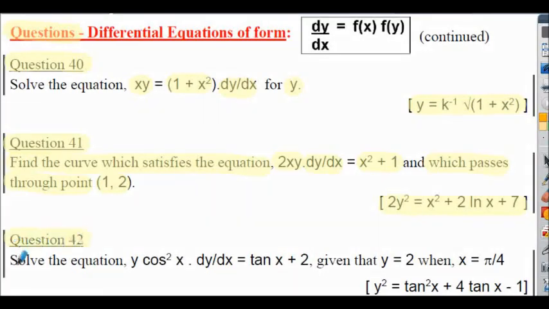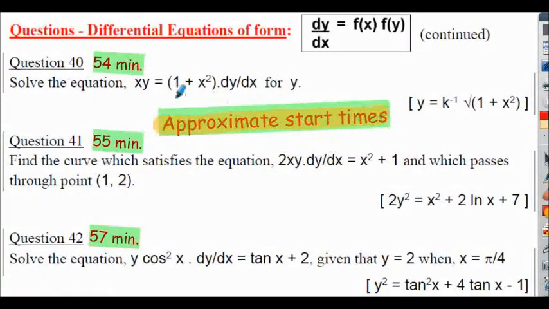And question 42. Solve the equation y multiplied by cos squared x multiplied by dy by dx is equal to tan x plus 2. And again, we're given the initial conditions, so there's no constant of integration in the final answer. Notice when it says x is equal to pi upon 4, because we're involved with trig functions here, that means we must use radians. So pi upon 4 kind of gives that away as an angle. And here are the approximate start times related to questions 40, 41 and 42.